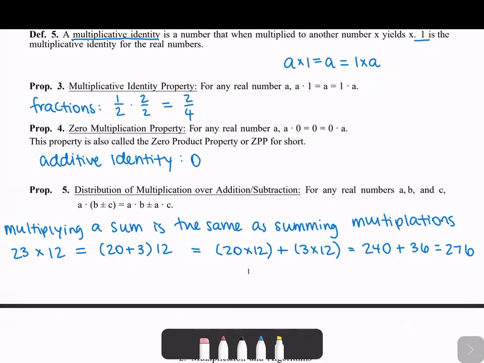Okay, so these are the definitions and the properties that we need to know for this section. Next time we're going to look at the different ways to use models and algorithms to actually multiply these numbers. But for now, that's all for this video.